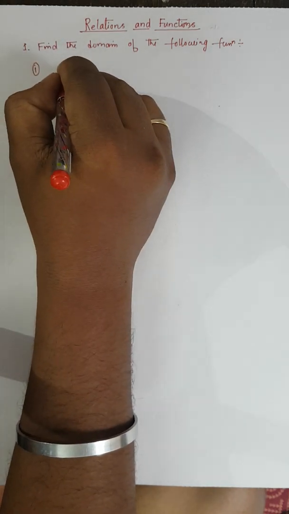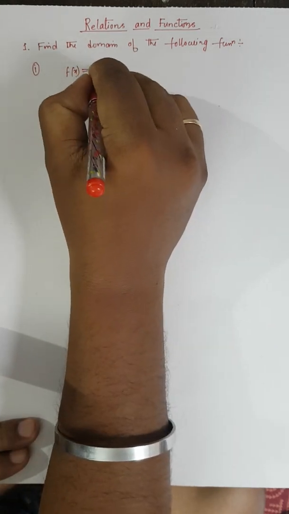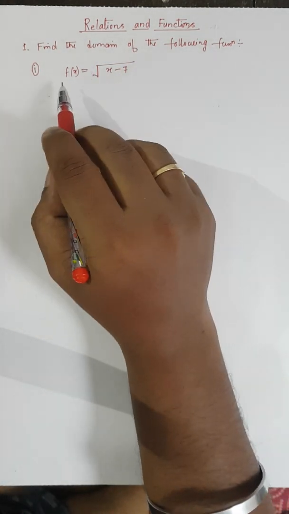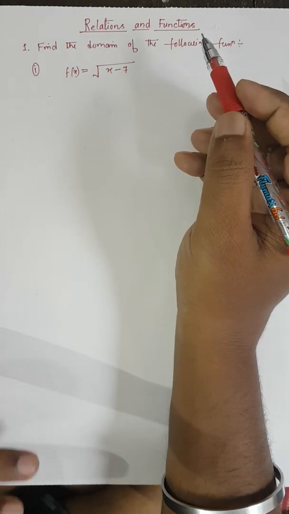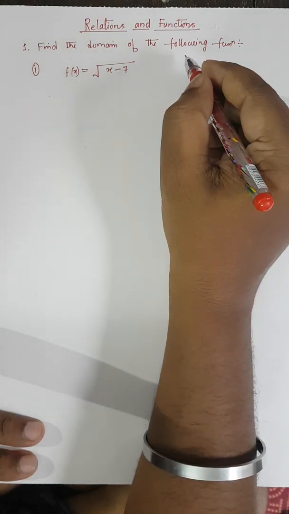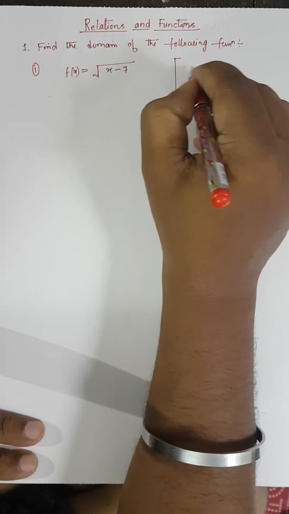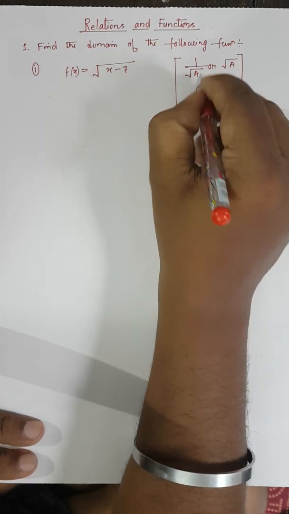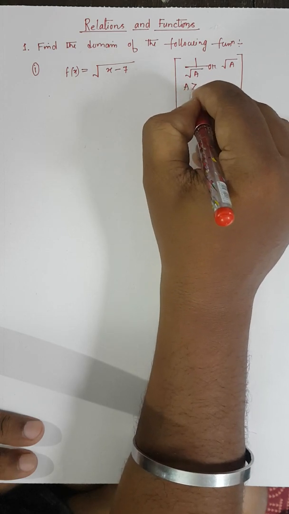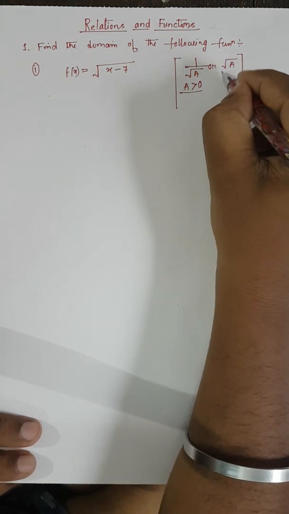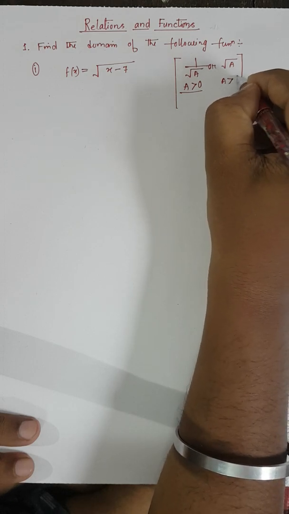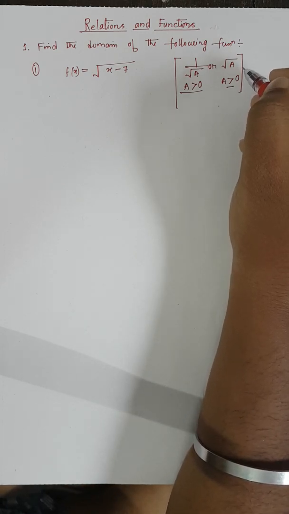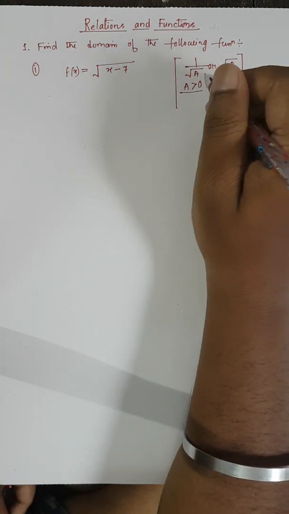Number 1, you are given f of x is equal to square root of x minus 7. In this video we will discuss the basic functions. Remember, if you get any function of the form 1 by root over a, the value of a cannot be equal to 0, therefore a must be greater than 0. But for root over a, the value of a can be equal to 0, therefore a must be greater than or equal to 0. If a number inside a square root is negative, we get imaginary values, therefore the values of a should always be positive.